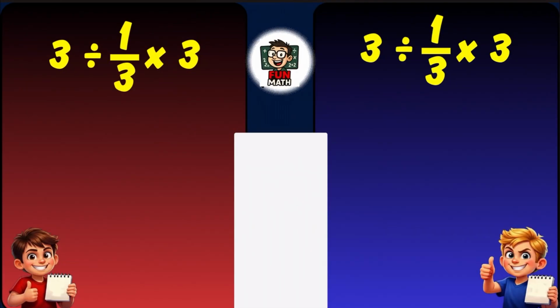Let's take a quick look at our question. Let's start solving the problem from the beginning. The three numbers are simplified. Now we will do 3 divided by 1. 3 divided by 1 equals 3.